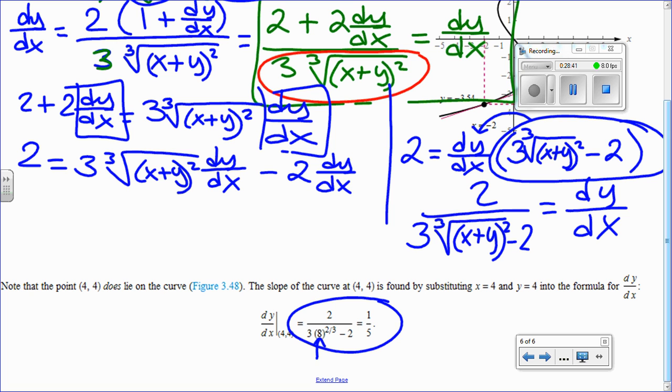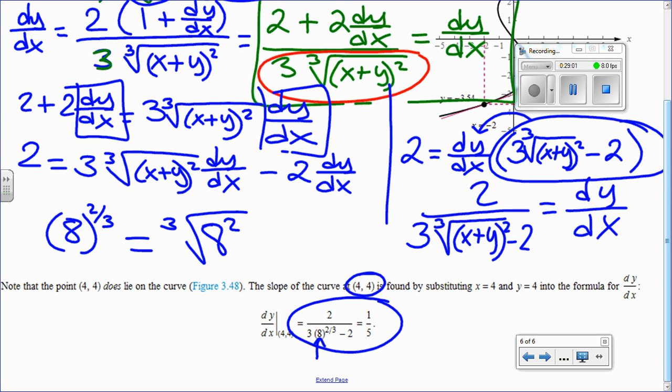4 plus 4, right? Because x plus y right here. Now, why don't they have the cubic root and the square? That's the same thing. To have something like 8 to the power 2/3 is the same as saying the 8 squared and then inside a cubic root. Same notation. So at the end, you get 1/5 for the slope, and that's it.